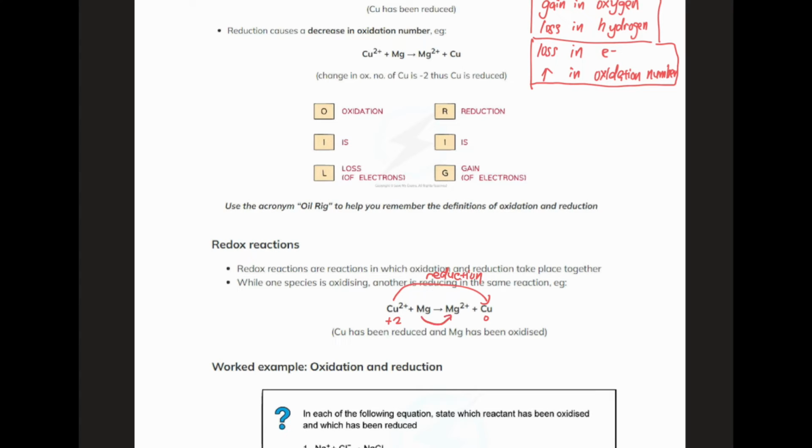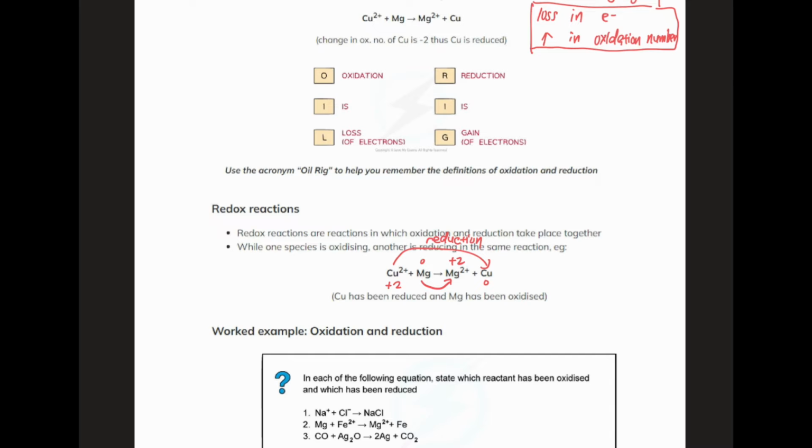Magnesium to magnesium 2+. This is oxidation number from 0 to positive 2, an increase in oxidation number. This is oxidation. So when you see a chemical equation involving oxidation and reduction, that is called a redox reaction.